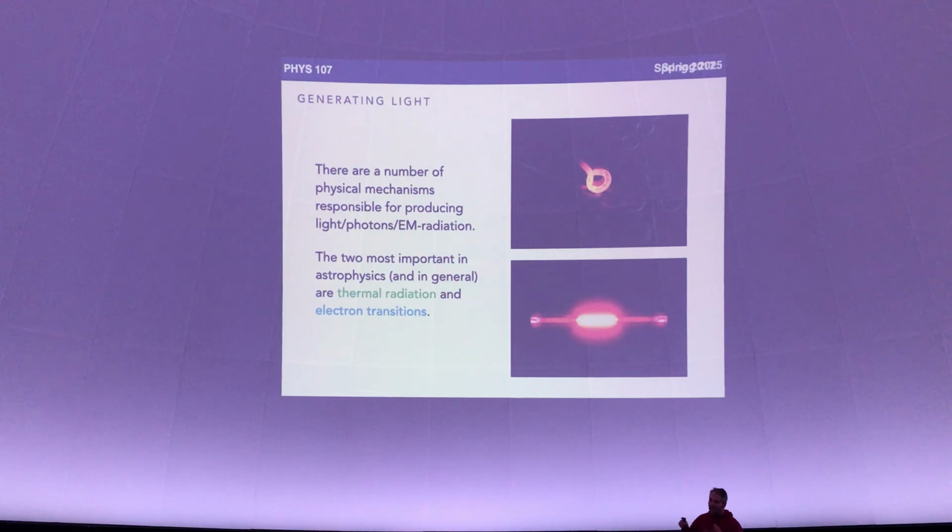So we already did the black bodies. Sorry, that was still available. So we talked about thermal radiation. Basically, if I heat it up, it starts to glow. And now we'll talk about the second one as well, electron transition.